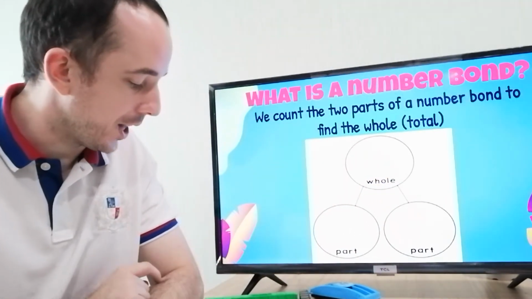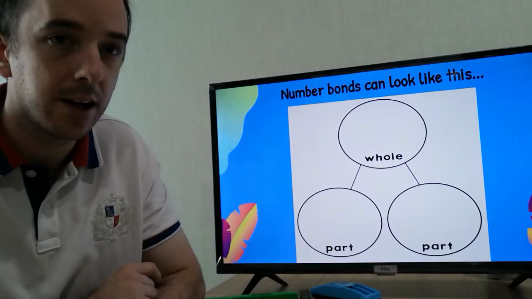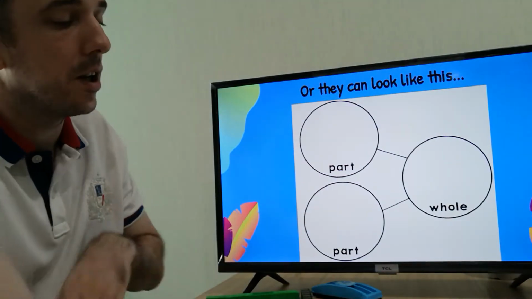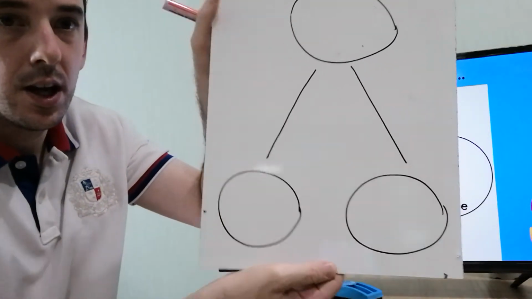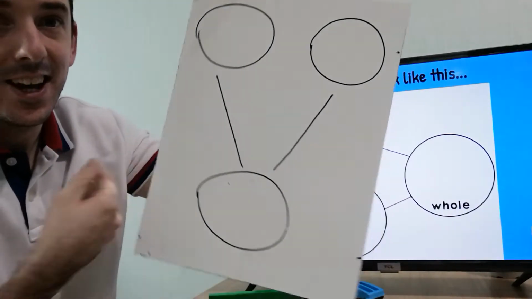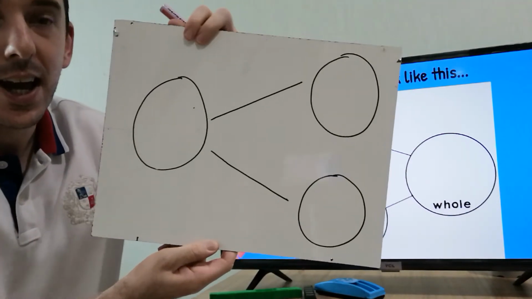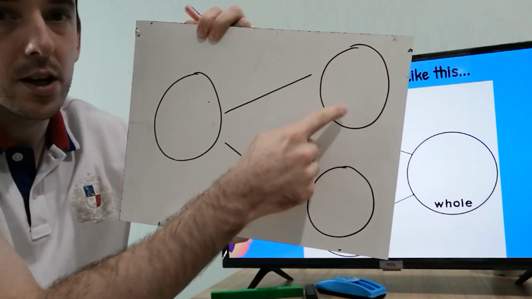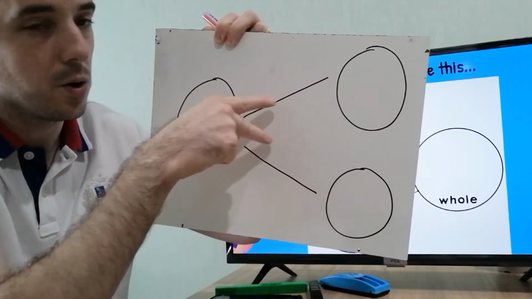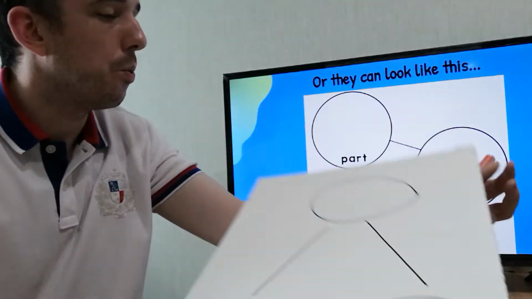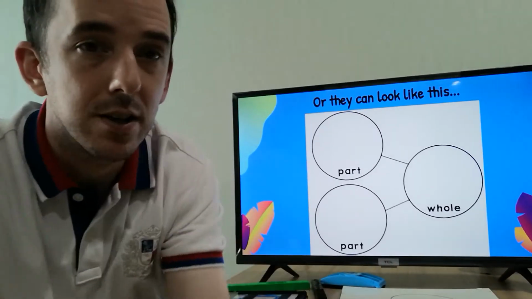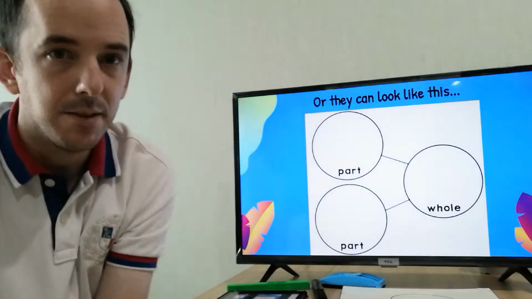For example, this is what the number bond can look like, or the number bond can look like this. So it could look like this, or like this, or like this. And again, the important thing is one circle, two circles, three circles, and these two circles go into one. So when Mr. Tommy says number bond, I want you to think about the three circles, okay?